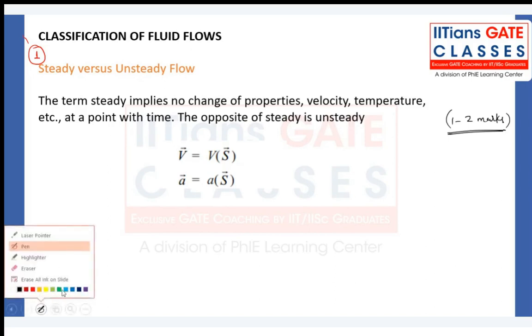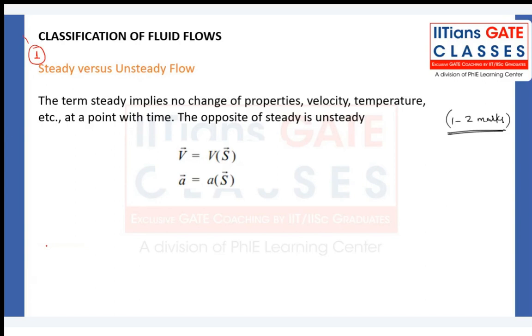Now, is it done, all of you? All of you have noted down the steady and unsteady flow definition. What is the definition? Please read out. When the properties are not changing with respect to time, but we have to fix the position. What is the meaning of that? Steady and unsteady flow: the term steady implies no change of property, either velocity or temperature, at a point with the time.